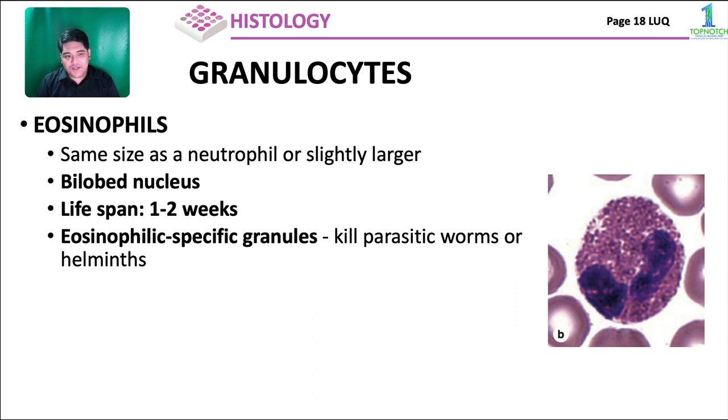Eosinophil, same size as your neutrophil or sometimes slightly larger. This time, it has a bilobed nucleus. Lifespan is much longer than your neutrophil, 1 to 2 weeks. And you have your eosinophilic specific granules, which kill parasitic worms or helminths. Eosinophils are common in helminthic infections and allergies.